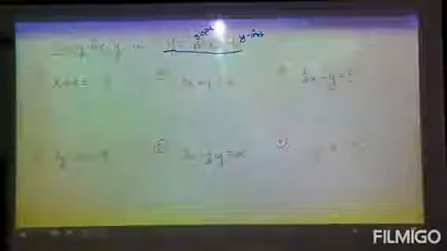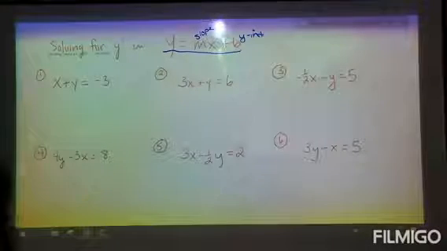Okay. A couple more examples. And just scoot on over here.